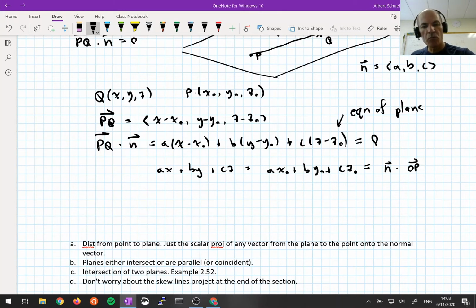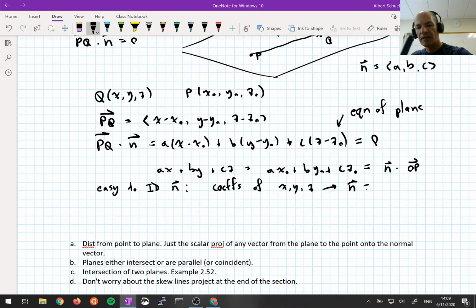Another thing to note here is whenever you're presented with an equation that has linear powers of x, y, and z like this, it's easy to identify the normal vector. It's just the coefficients of x, y, and z. In this case, n is a, b, c. I know I'm kind of working in circles there, but if somebody hands you a plane, you can immediately figure out what the normal vector is, or the perpendicular vector, just by plucking off the coefficients of x, y, and z. The coefficient of x is the first coordinate, coefficient of y is the second coordinate, coefficient of z is the third coordinate.